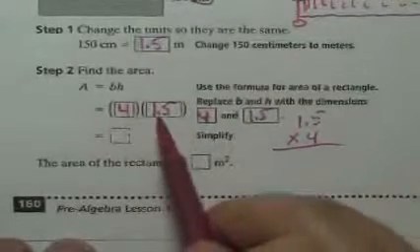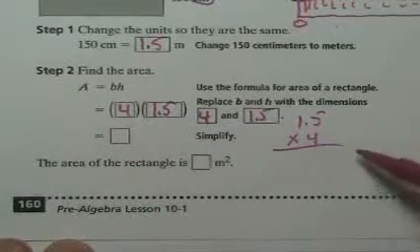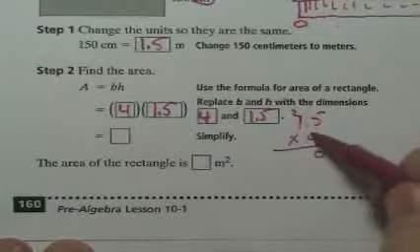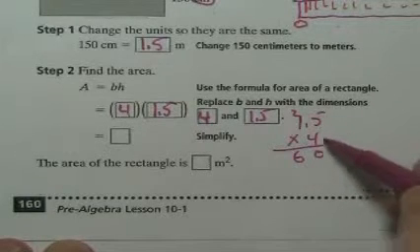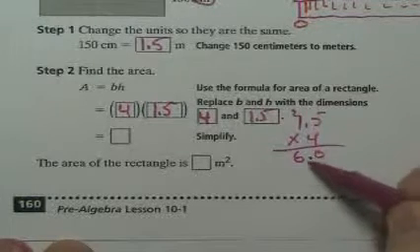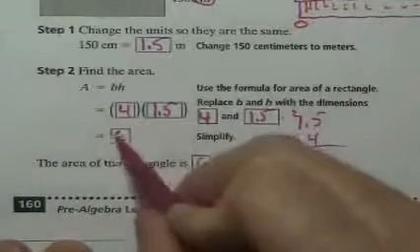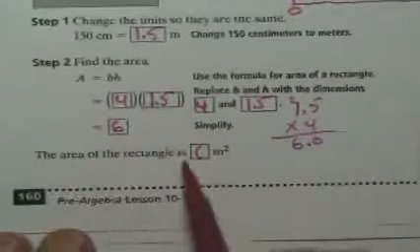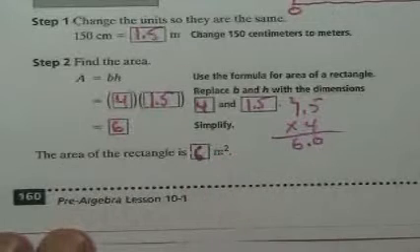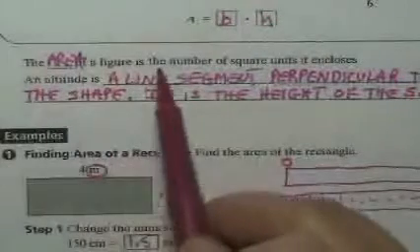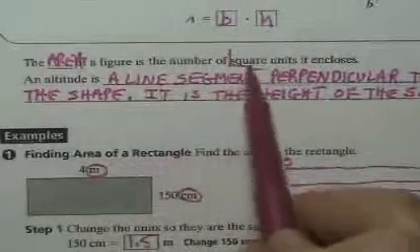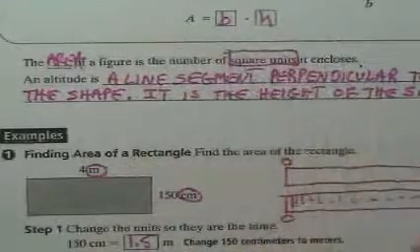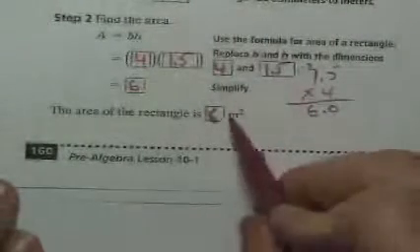If you cannot figure that out mentally, you would go ahead and multiply like this. 4 times 5 is 20. 4 times 1 is 4, plus 2 is 6. That's 60. Move the decimal over 1. The answer is 6. 4 times 1.5 is 6. So the area of the rectangle is 6 meters squared. Looking back up here, remember the area of a figure is the number of square units it encloses. How much is inside? How many square units? And so that's why our answer is meters squared.